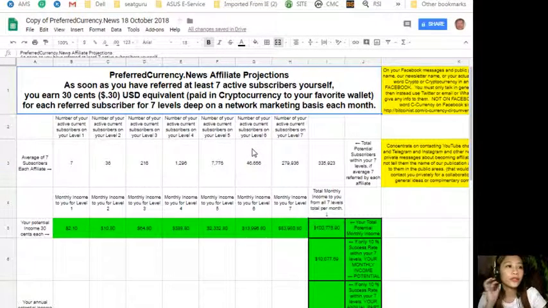Now also in the newsletter, you'll see how the process goes for the affiliate projections program that we have. So here, as soon as you refer at least 7 active subscribers per day, it grows. So take for example here, this is the number of your active users or current subscribers on your level. So that's level 1. We have 7. Now, each referred person will invite another person. So let's say that for 7 people, they invited 7 referrals. That will be doubled, right? And so on and so forth on the next levels.